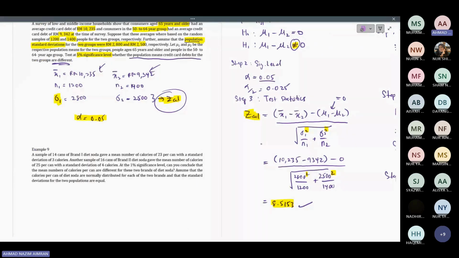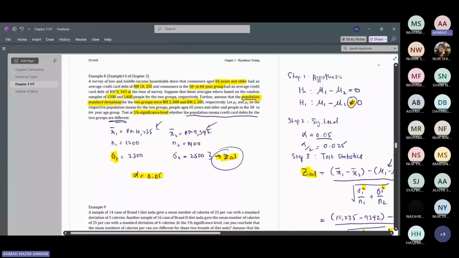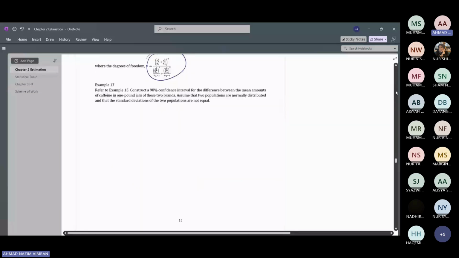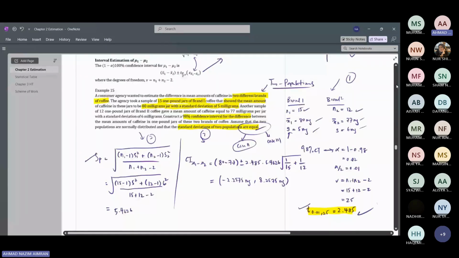Okay, by the way, since this is from example 14 of chapter 2, let's check what we got in chapter 2, the answer. Example 14, it should be the same.